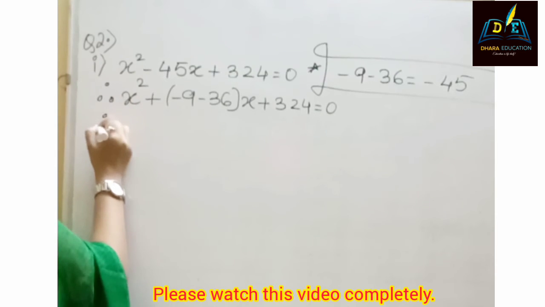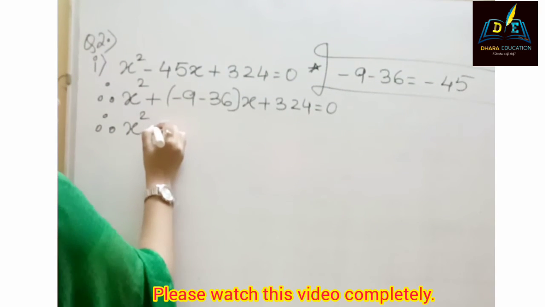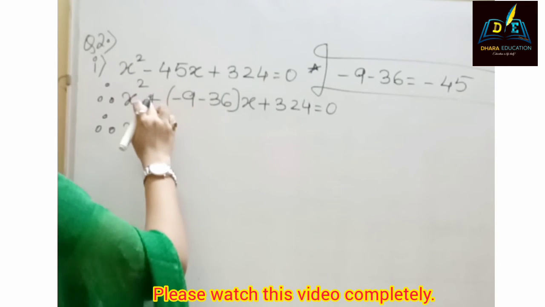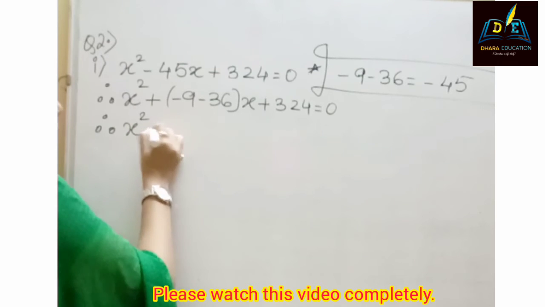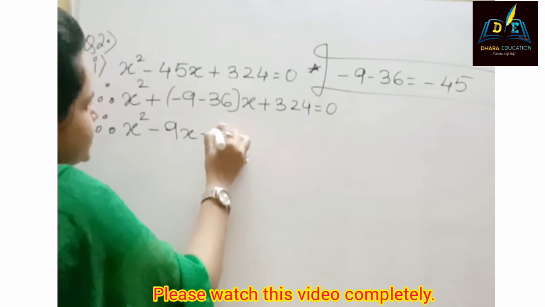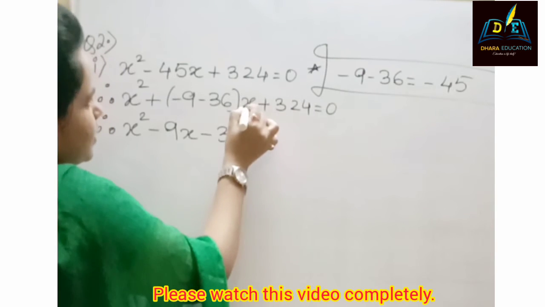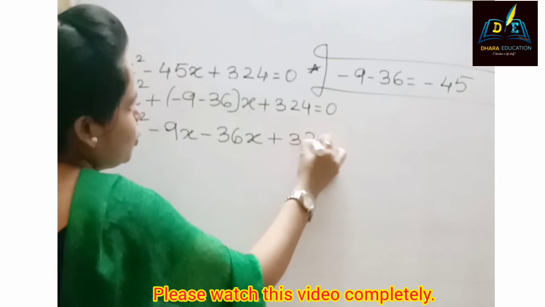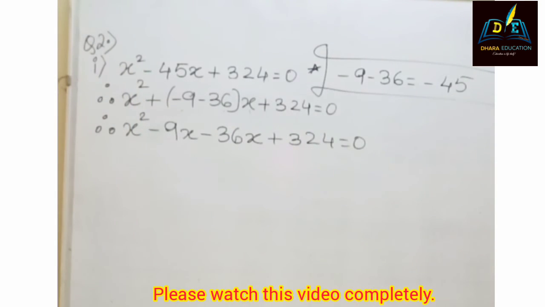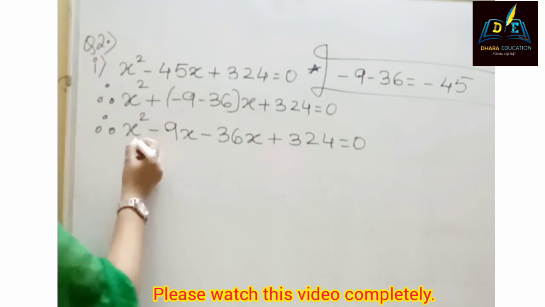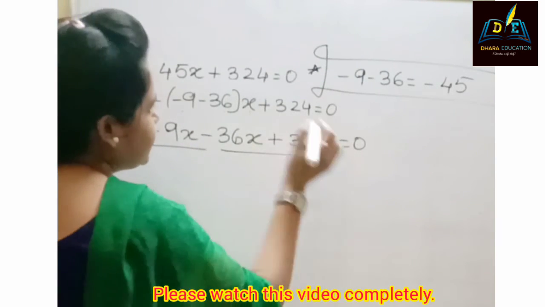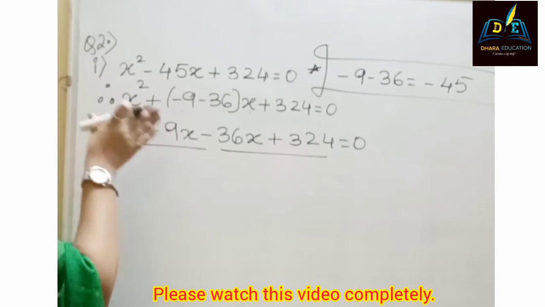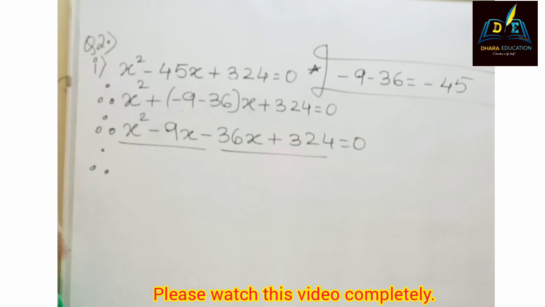So now students, therefore x square plus, your plus and minus both are given, correct? So plus minus will give you what? Minus 9x minus 36x, because we are multiplying this x with these two terms, plus 324 is equal to 0. Now we will make the arrangement with the pairing. Okay, so by putting a proper pair, before pairing we need to make it common, correct?